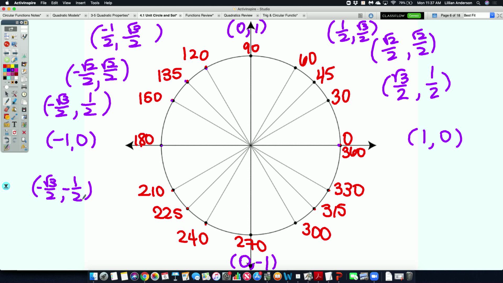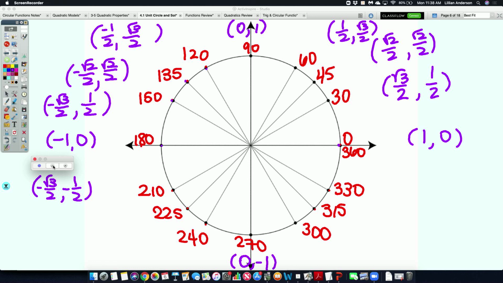Can you guys finish up the rest of the circle? All right, finish up the rest of the circle. As you finish up the third quadrant, the fourth quadrant, the y is what? Negative. So that means that sine is negative. So it has the same ordered pairs, but the y value, the sine value, is negative.